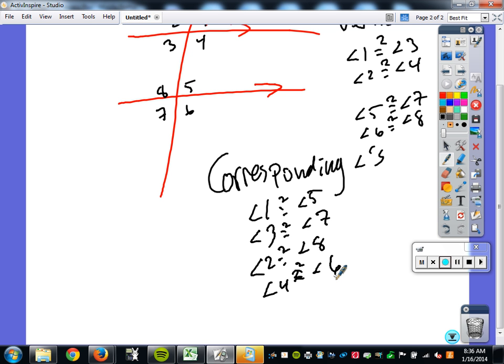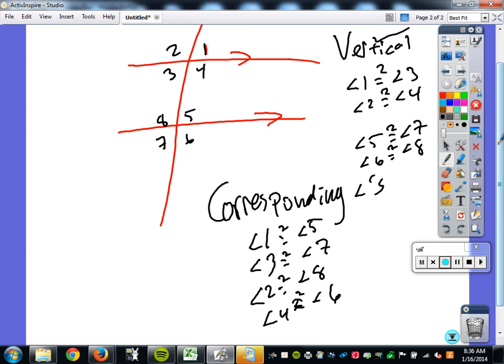Should have known that last year, to be honest. This should be somewhat of a rookie. Okay? We also have what we call alternate interior and alternate exterior. You guys remember those words? No? Oh, you guys are killing me. I bet you. Come on.